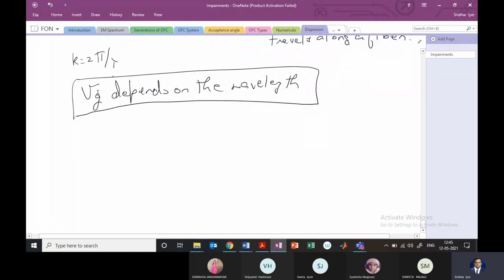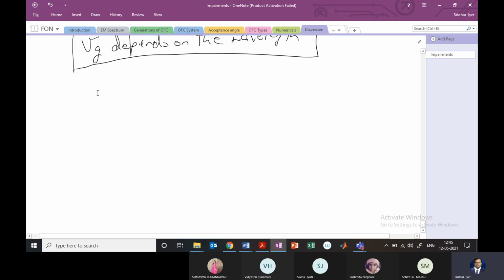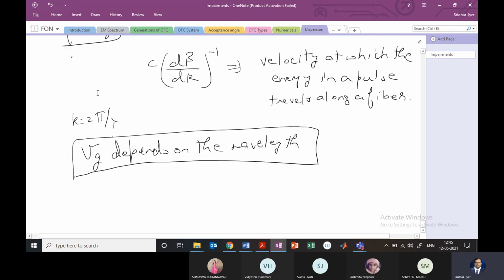So we'll do more on the spectral width of the source in module 3, where we'll really see why this source is operating at those spread out wavelengths rather than a single wavelength, right? So that is the concept of the group velocity and the group delay.